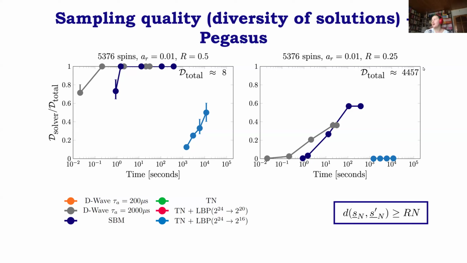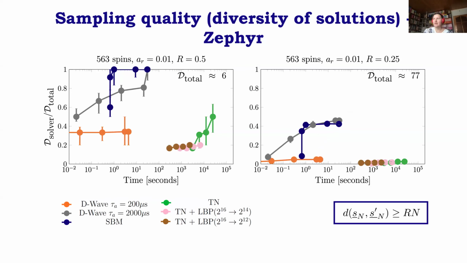And as we relax the criterion for diverse states, this quantitative advantage translates to more diverse states found by D-Wave and SBM than by the tensor networks approach. The behavior of the Zephyr graph is similar. You may see that for the lower distance threshold, the fraction of diverse states found by tensor networks is negligible in comparison to SBM and D-Wave.